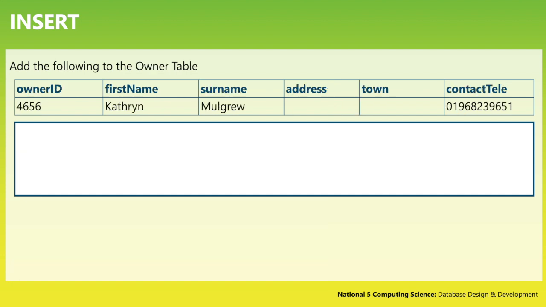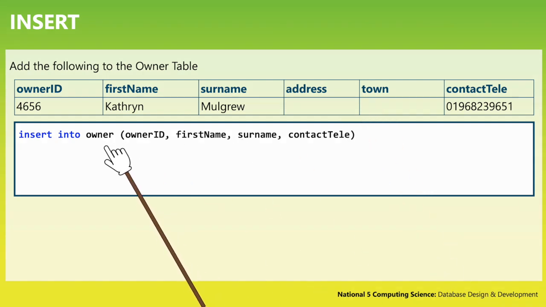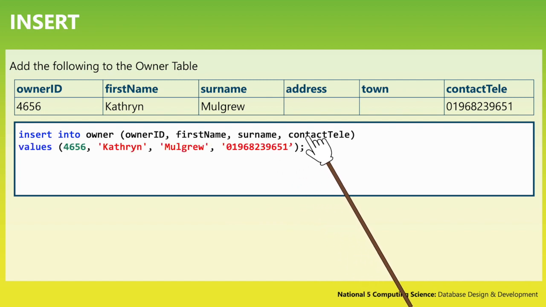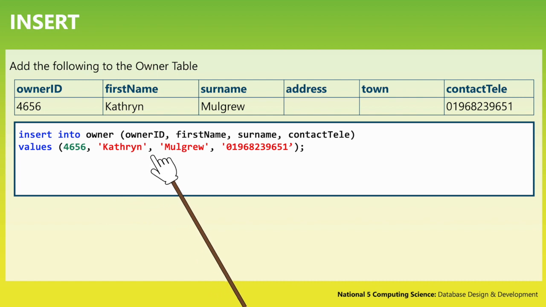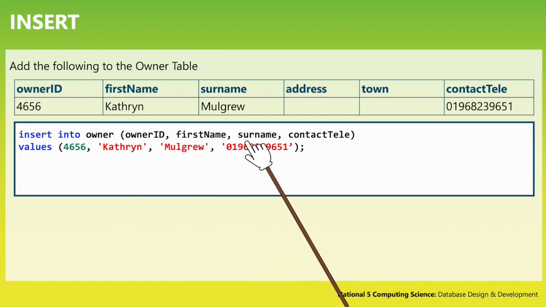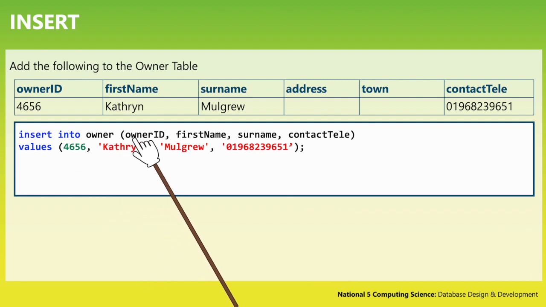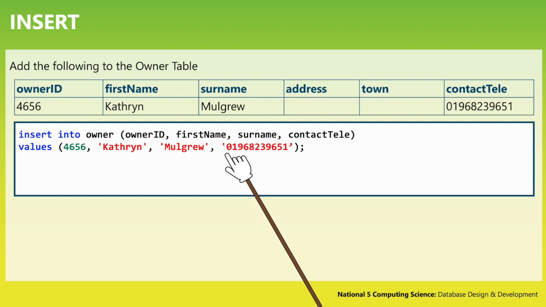Here we have a new owner that we want to add into our database, and you'll notice that for Catherine Mulgrew we do not have an address or town, so we do not have a complete record. Therefore, on our insert into line, we have to specify the table name and the fields that we are entering. Then on our values line, we list the values in the same order that we've specified the fields. Owner ID is a number, so it is not inside quotation marks. Telephone number, because of the leading 0, is stored as text.